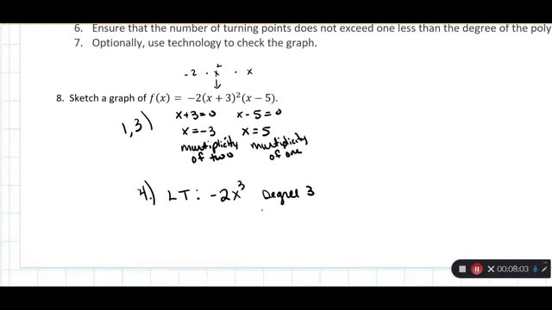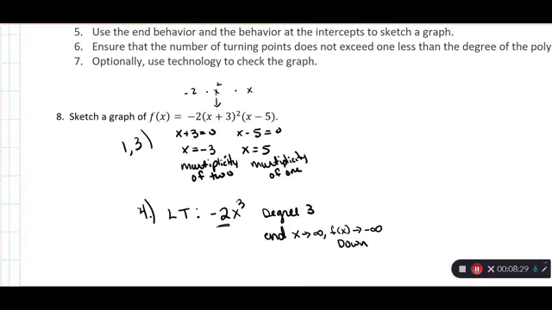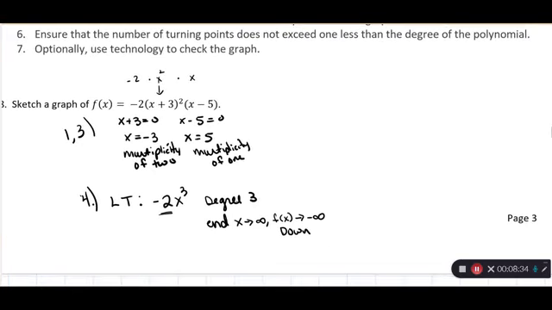And end behavior, as x goes to the right, the function f of x goes down. Why? Because as x gets bigger and bigger and bigger, it'll be positive, but there's a negative in front. Okay? All right. And then they're going to start and end in opposite directions because it's an odd degree. Okay, so let's go to sketching this.